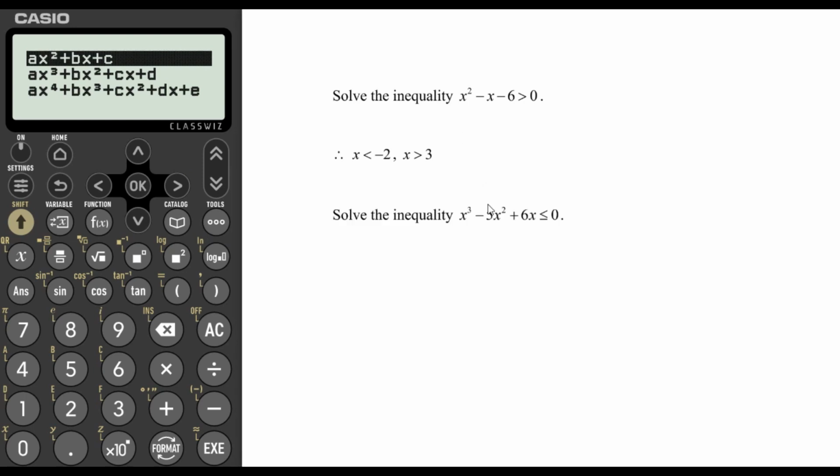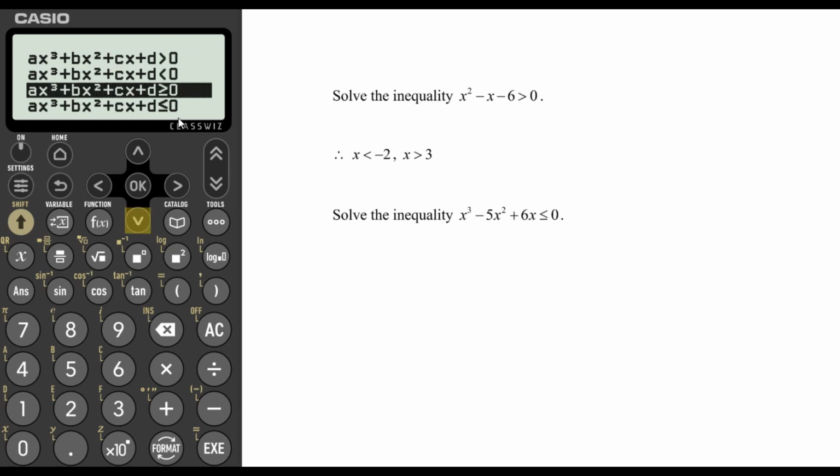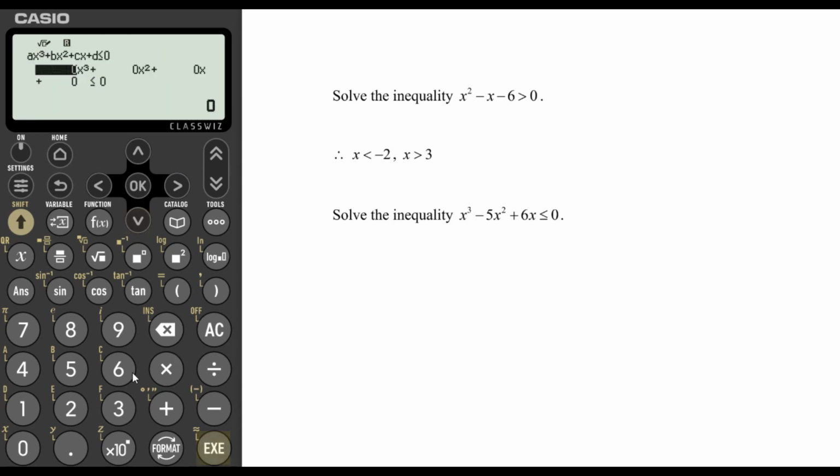Let's take a look at another example where we have to solve this time the cubic x cubed subtract 5x squared plus 6x being less than or equal to 0. We select the cubic inequality solver. We now need to match up the type we have. We have something less than or equal to 0. So that's this here. We have 1x cubed subtract 5x squared plus 6x plus 0 is less than or equal to 0. Our calculator tells us x is less than or equal to 0 and x is in between 2 and 3.